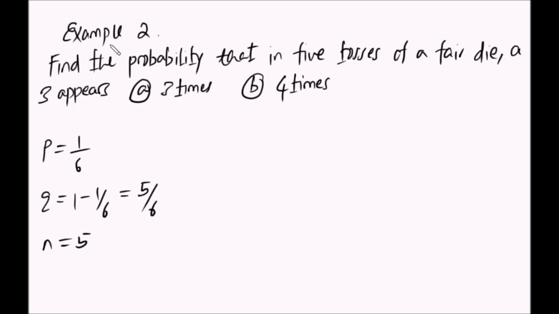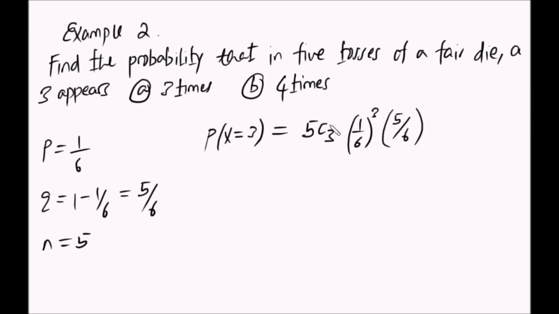And here in this question we have only 2 outcomes. Either a 3 appears or it doesn't appear. So this is a binomial distribution. So find the probability that in 5 tosses of a fair die a 3 appears 3 times. Maana anataka hii x sawa na 3. So from formula yetu sasa maana ni 5 combination 3, p ni 1/6 power 3 times 5/6 power 5 minus 3, si ndio? Kwa hiyo itakuwa ni 5 combination 3.